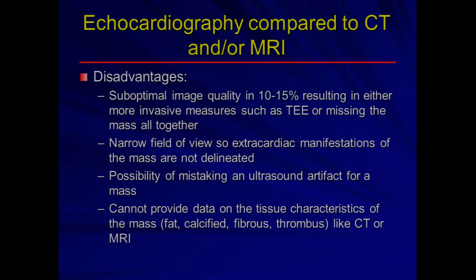It has a very narrow field of view. You only see the heart. So the extracardiac manifestations of the mass are not delineated. So if the mass is coming from the lungs and metastasizing to the heart or vice versa, you're not going to see that part in the lungs. You can mistake ultrasound artifact for a mass. I think we all agree there are probably more artifacts on echo than there are in MRI, and we'll go through some of that. And of course, it can't provide data on the tissue characteristics of the mass, which Dr. Nabi spent a long time discussing, like whether or not it's calcified, which CT is the best, or fat or fibrous or thrombus, MRI is the best. So I think we solidified that piece.